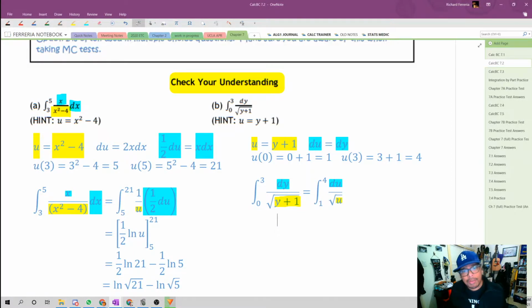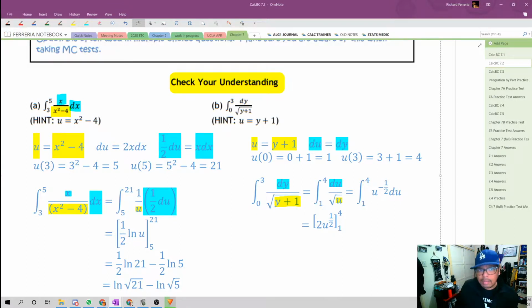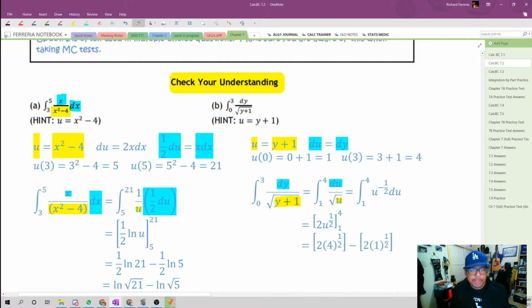The next thing I could do to make this easier is, instead of du over root u, consider the integral as u to the negative 1/2 power du. This antiderivative is just 2 u to the 1/2 power, and so we're going to evaluate from 1 to 4. Again, not looking back. Don't substitute back for y, because we've turned everything in terms of u. We substitute 4 and 1, and that just gives us 2.